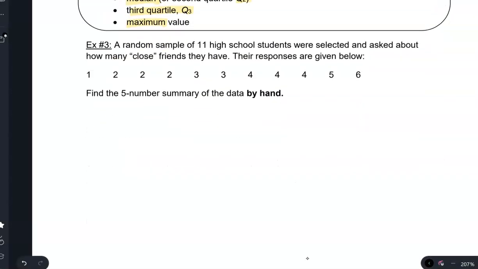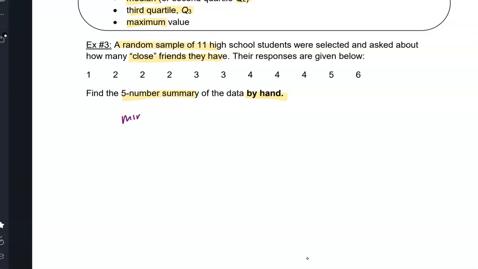So let's take a look at our next example. This is a random sample of 11 high school students, and they were asked how many close friends they have. Here are their responses. We're going to find the 5-number summary by hand. Like I mentioned before, the calculator does a lot of the work for us, but we don't want to let the calculator do the thinking for us, because we want to know what these numbers the calculator spits out actually represent.